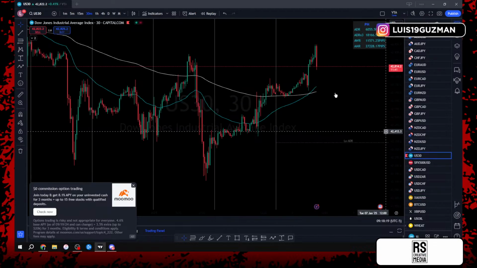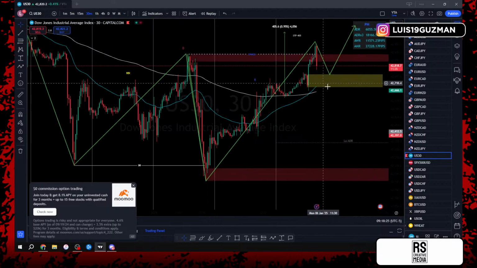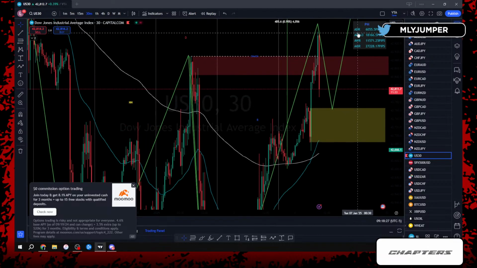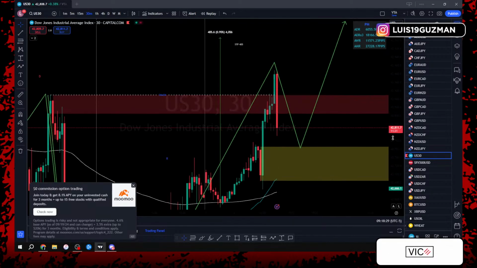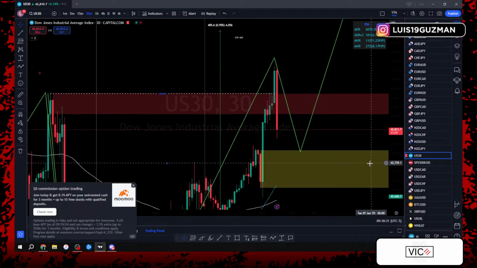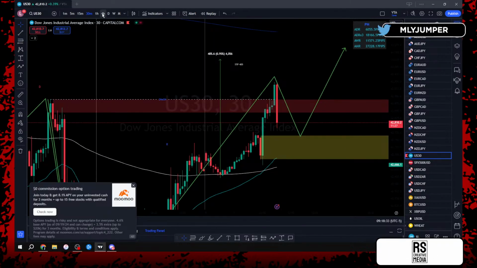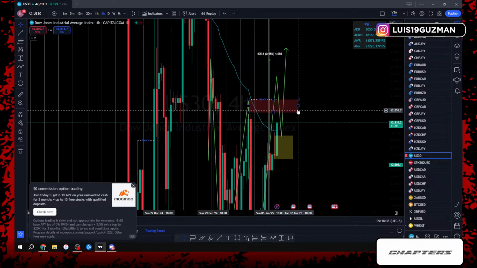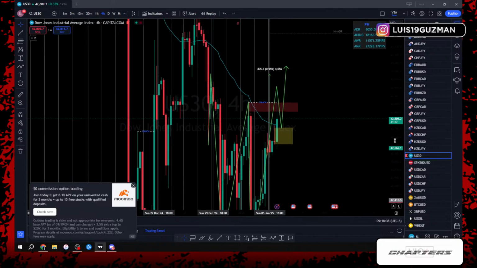US 30. What time is it? 9:18. Okay. So again, we have this engulfing candle here, right? Bullish. But then we also have a bearish engulfing candle at the same time, right? Which is very similar to what we're looking at here in the 4-hour time frame, which is why I wanted to see the 4-hour time frame.